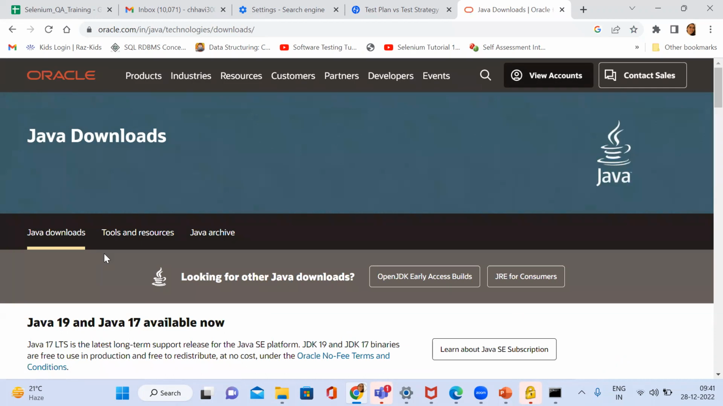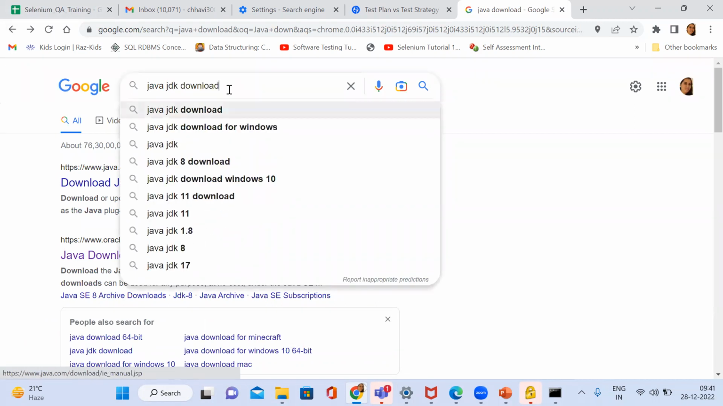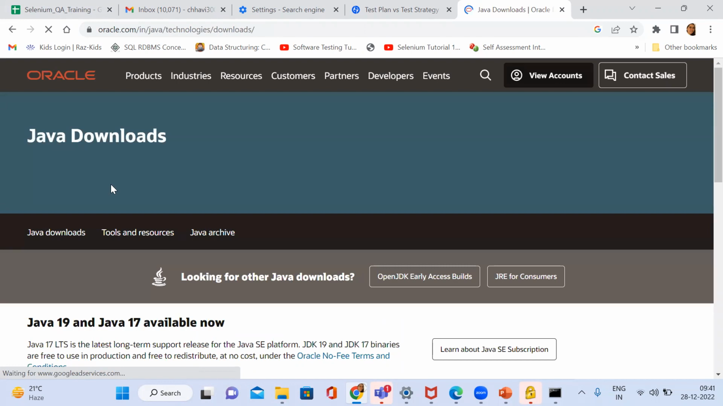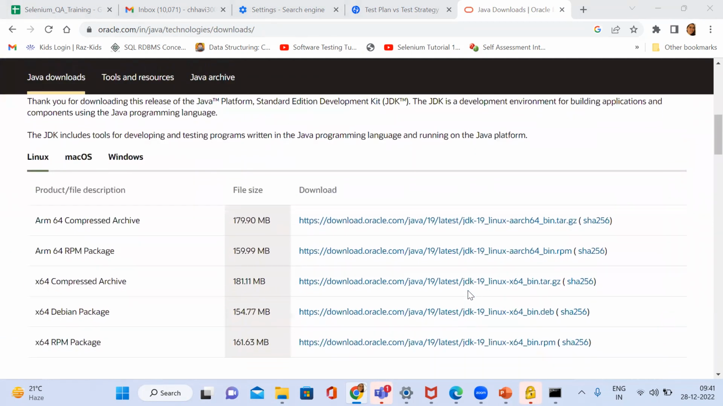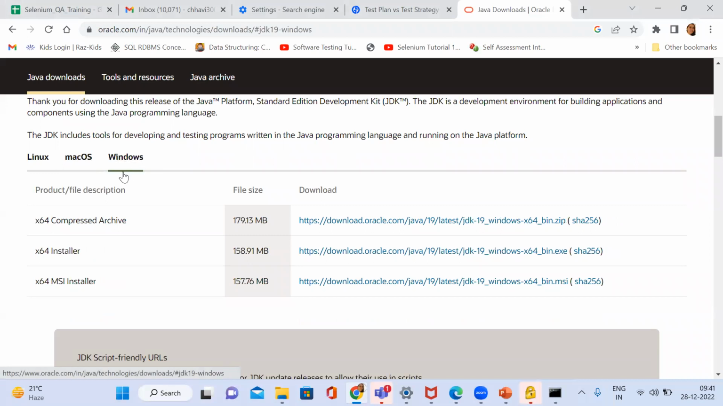Or else you can also search for Java JDK, JDK downloads. Then it will be the first option. It will be the same. Then what you have to do? Just go down, and there are options of Linux, Mac. Also, you have Mac options. Also, you have Windows options. So whoever has Windows will see which product you have. I have 64 installer, so that you have to check.